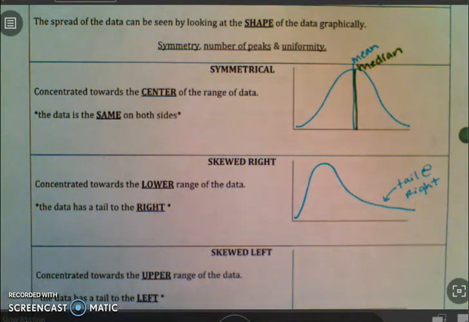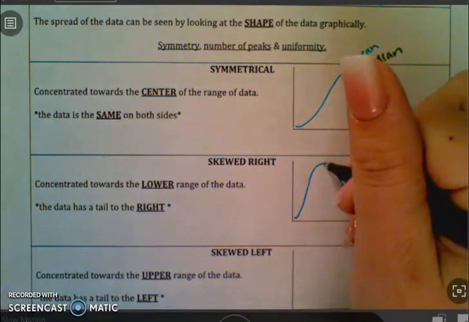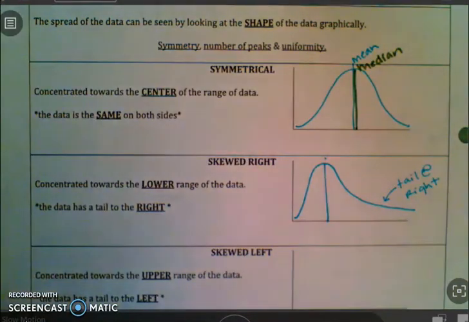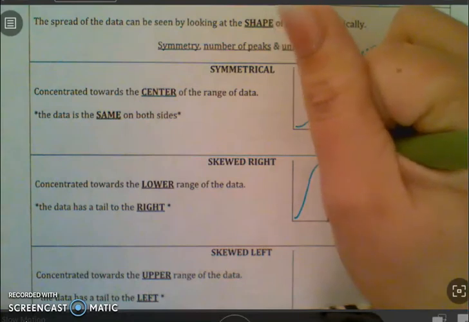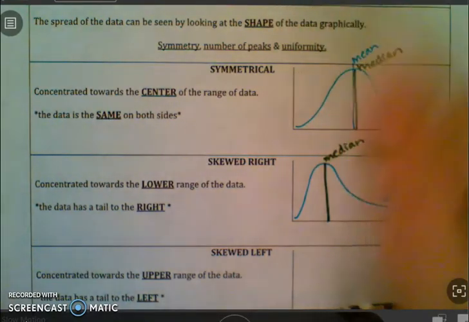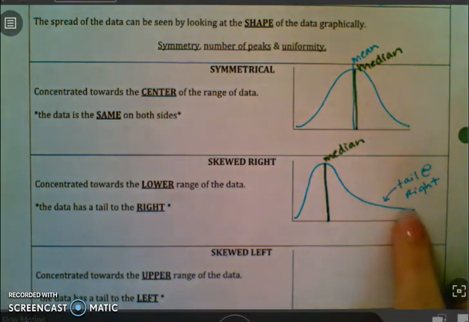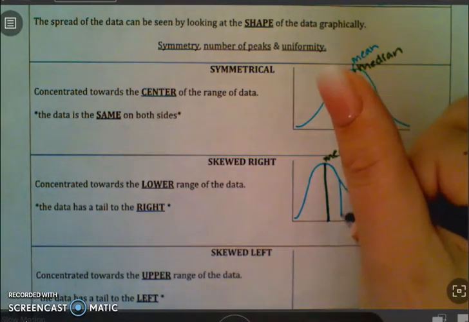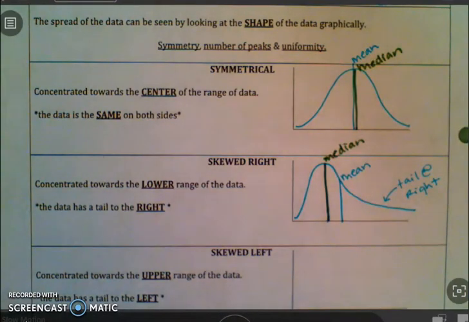So what that means is your median is still in the middle. Let me make that green so it matches. So your median is still in the middle of your hill, but your mean, because there's higher numbers to the right, are bigger numbers, your mean gets pulled that way. So your mean is to the right of the median.